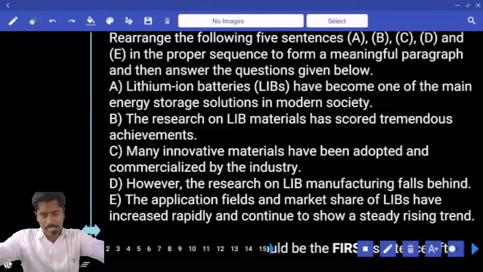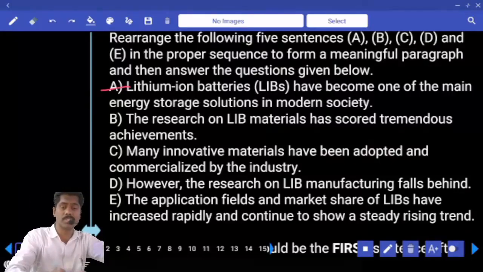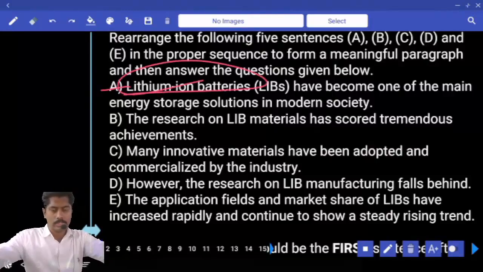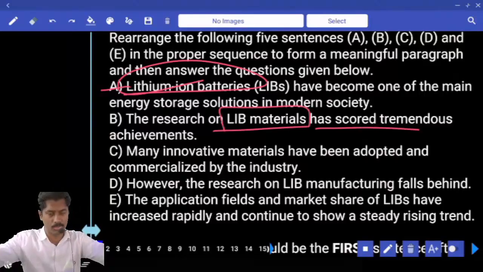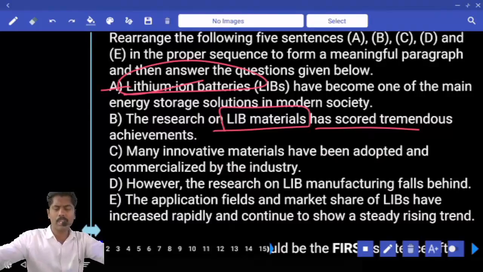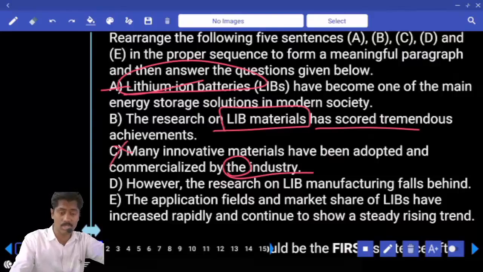Lithium-ion batteries, LIBs, have become one of the main energy storage solutions in modern society. Maybe first sentence because it is starting with a noun. The research on LIB materials, which research? We don't know. It has scored tremendous achievements. Many innovative materials have been adopted and commercialized by the industry. Which industry? Cannot be the first.